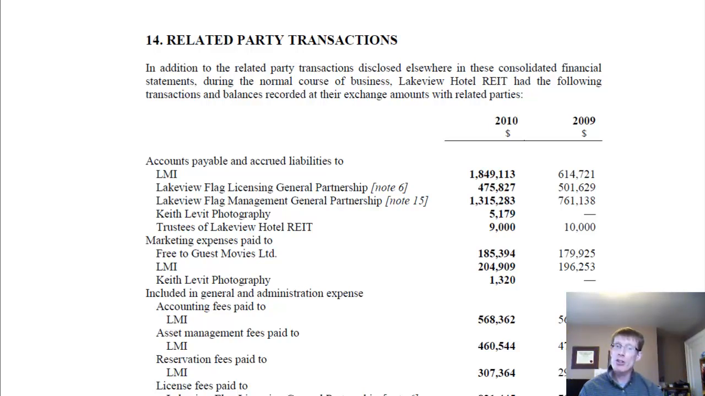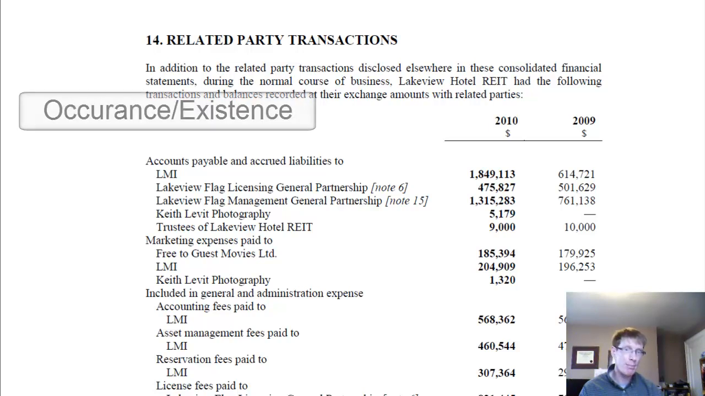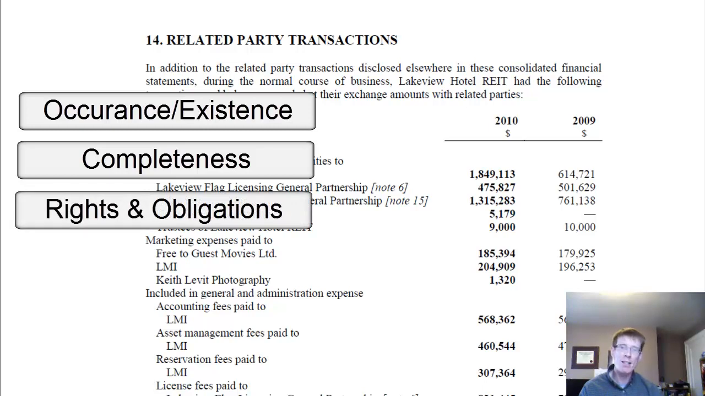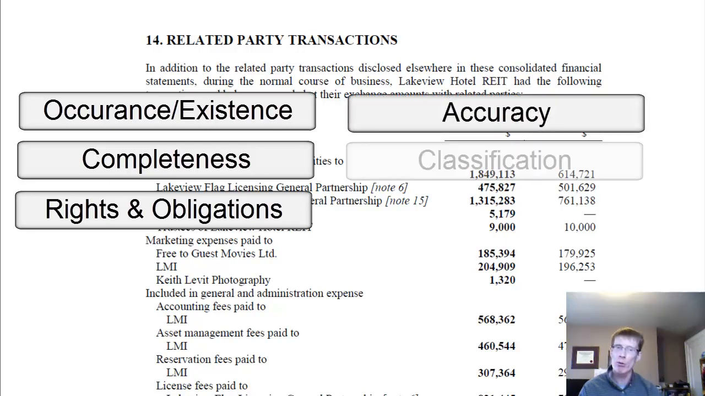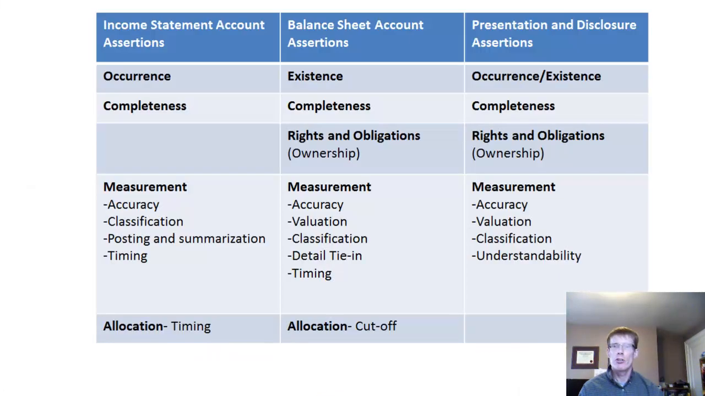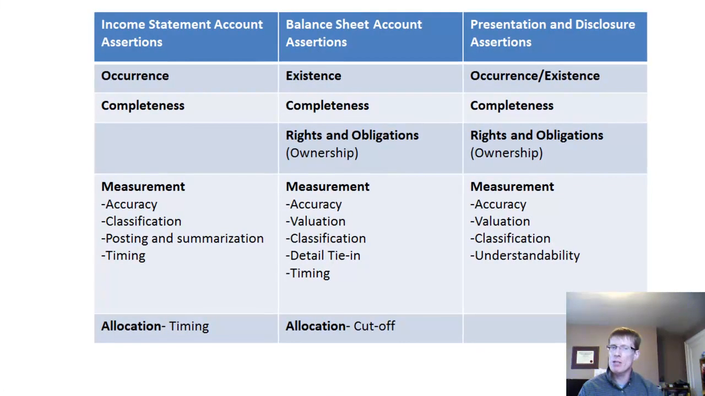So the relevant assertions are once again verifying the related party transactions to determine whether they occurred, ensuring that all the related party transactions have been reported, which is completeness, verifying the rights and obligations associated with any related party assets or liabilities, and ensuring the transactions were accurately reported and appropriately classified and can be well understood by the users. Understandability is the only real new assertion in this list, and in principle it makes sense given the nature of the narrative note disclosure. So there you have it, the so-called management assertions.